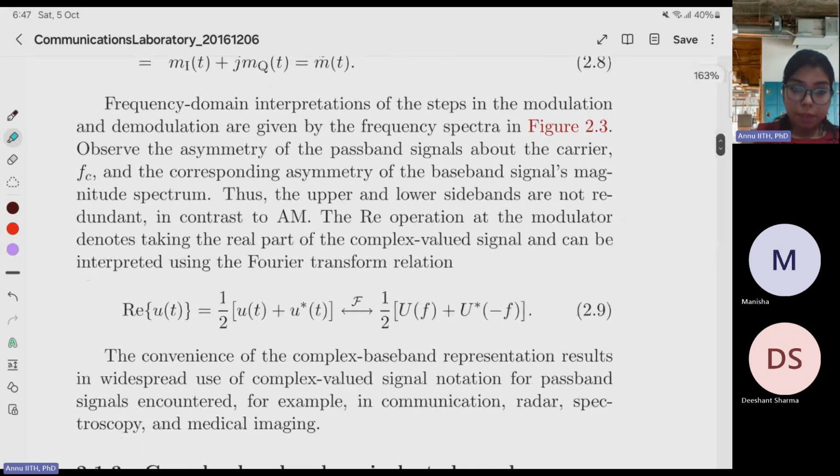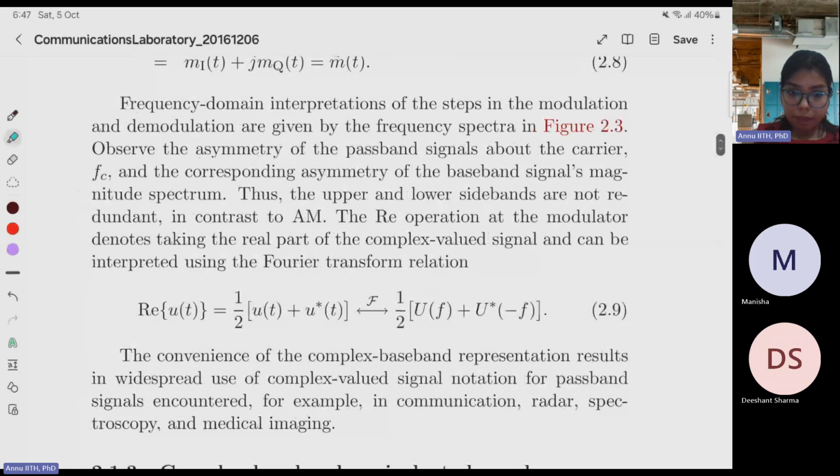Now, frequency domain interpretations of the steps in the modulation and demodulation are given by the frequency spectra that we'll observe. Observe the asymmetry of the passband signals about the carrier, and the corresponding asymmetry of the baseband signal's magnitude spectrum. Thus, the upper and the lower sidebands are not redundant, in contrast to AM. In AM, we had that redundancy. That's why we removed one side lobe, single side lobe and double side lobe like that. But here it is not symmetric. It's asymmetric. Remember that it is asymmetric.